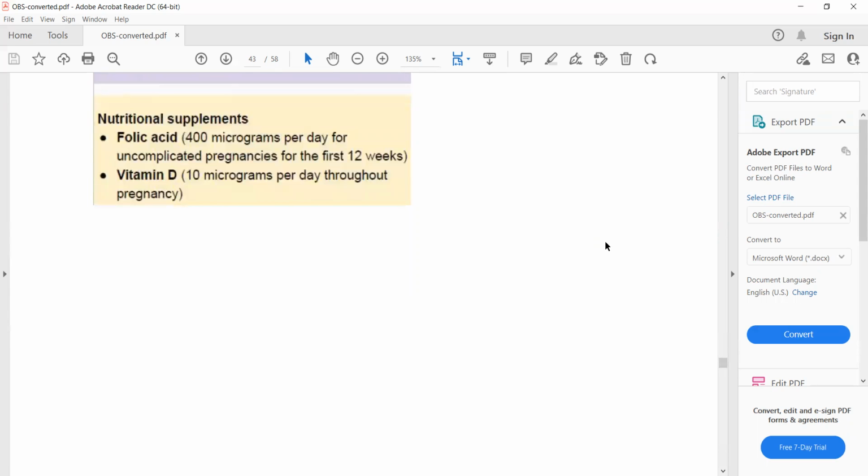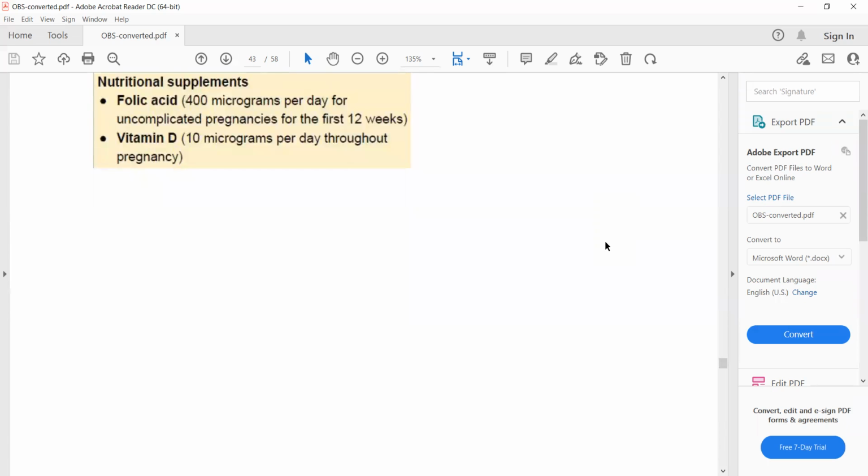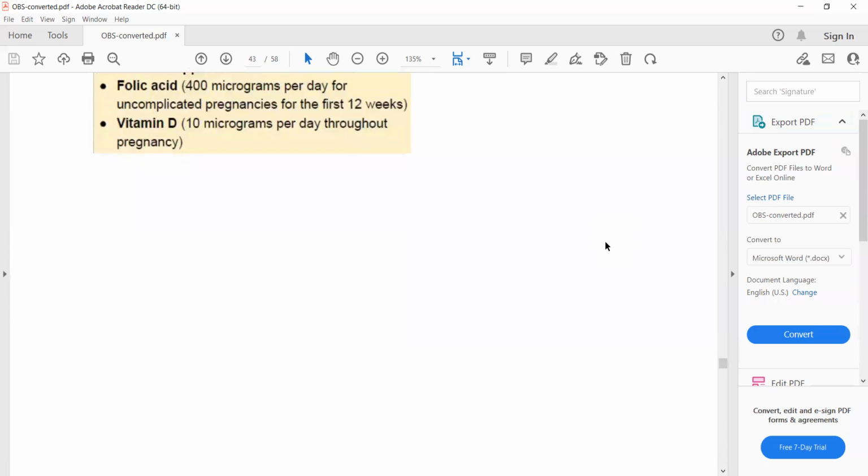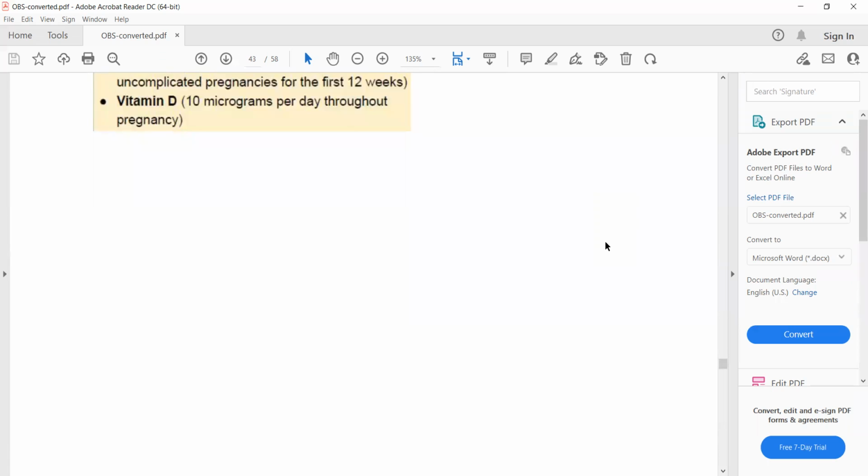Along with folic acid, 400 microgram per day for 12 weeks, we need to give vitamin D, 10 micrograms per day throughout pregnancy.